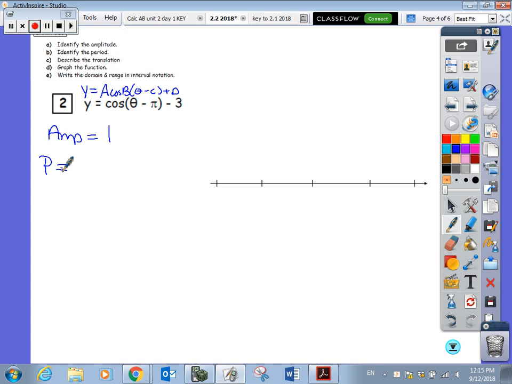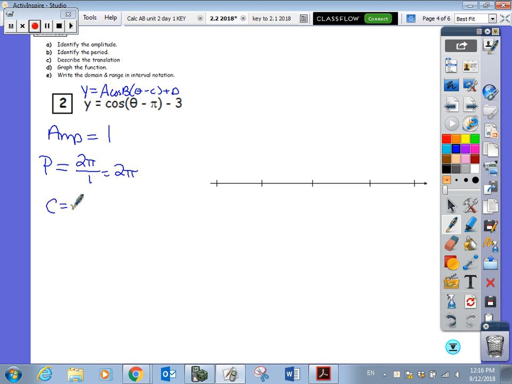Is it 20 degrees? C determines if we're using degrees or radians, not the period. It's just if we're going to use degrees or radians. C is what helps us determine that. It doesn't determine the period. I see no degree symbol, so I'm going to use radians. So 2 pi over b, b is equal to 1, so my period is just 2 pi.